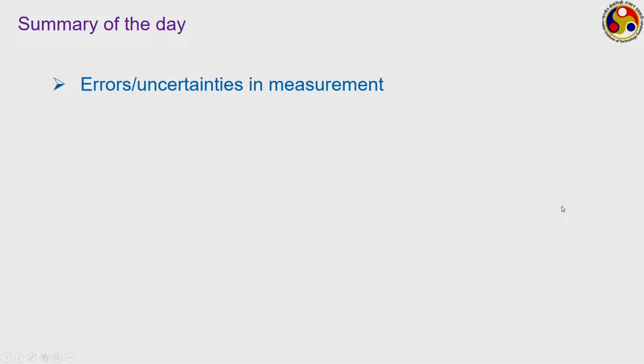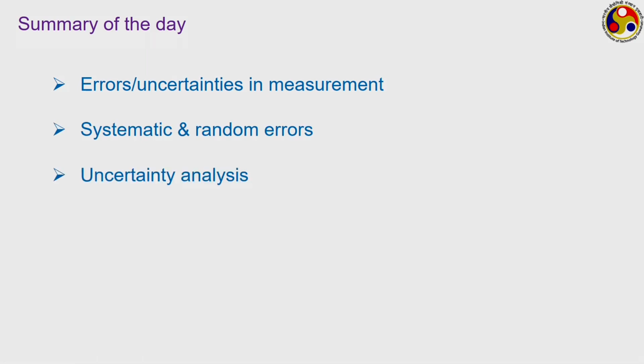So, I am leaving you with this. Today we have discussed different possible errors and uncertainties present in measurement. I have talked about systematic and random errors, and then uncertainty analysis in terms of systematic errors. In the next lecture, which is going to be the last one in module 1, we shall be talking about random errors and the corresponding statistical treatment.